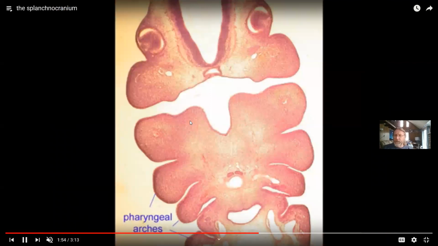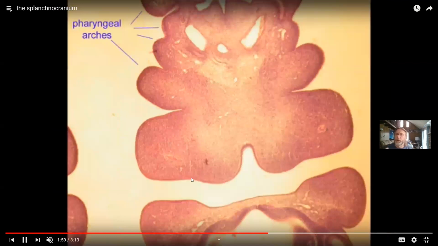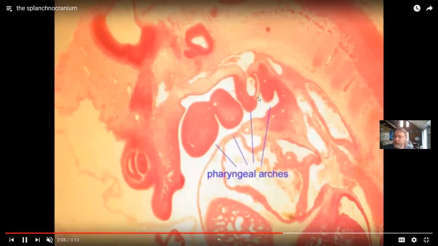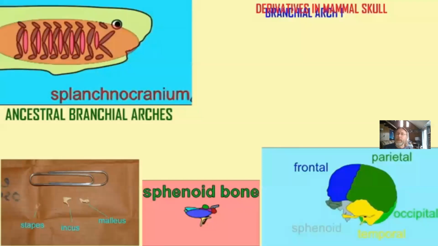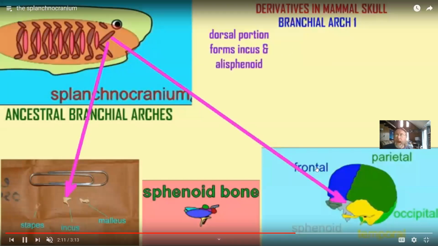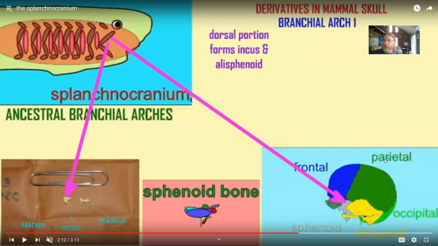So here's once again the pig, and you can see the pharyngeal arches and cartilage forms there, a splanchnocranium. What happens to these gill arches? Well, they get modified. And what happens to the cartilage within them? Well, they get modified. And we could talk about different bony fish, etc.